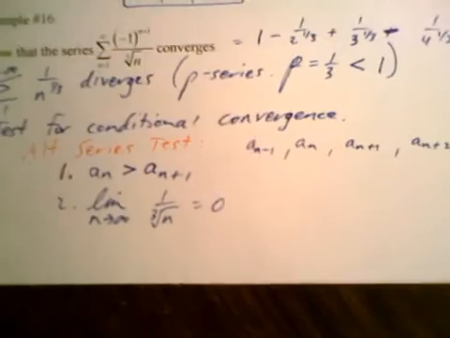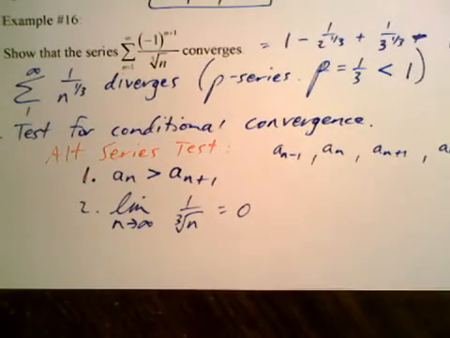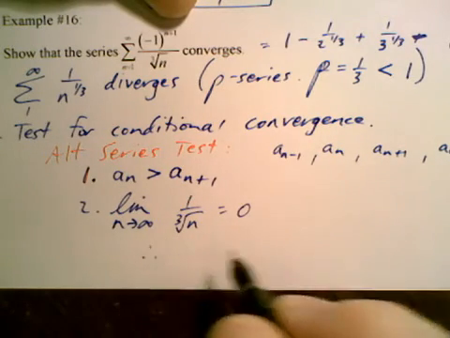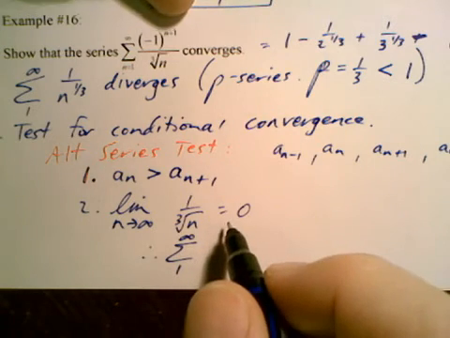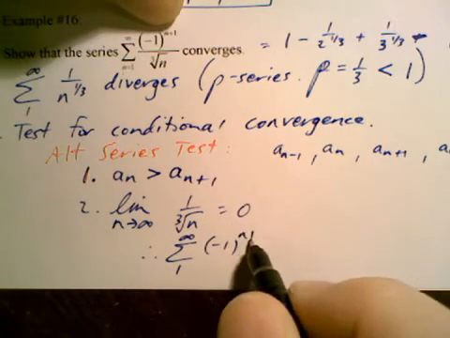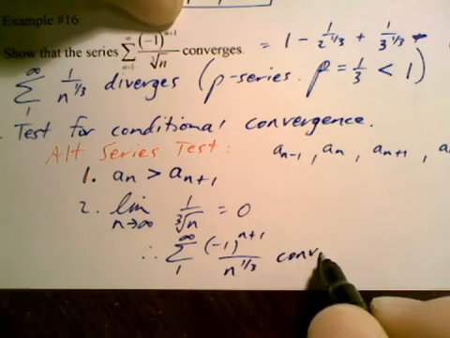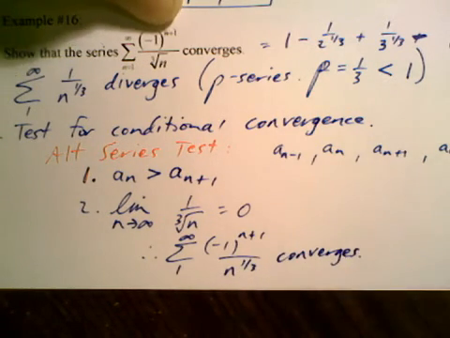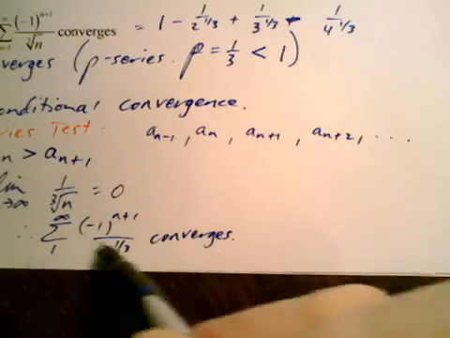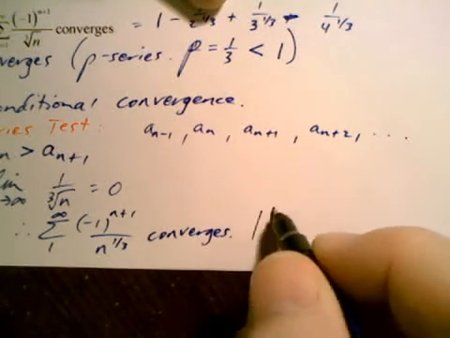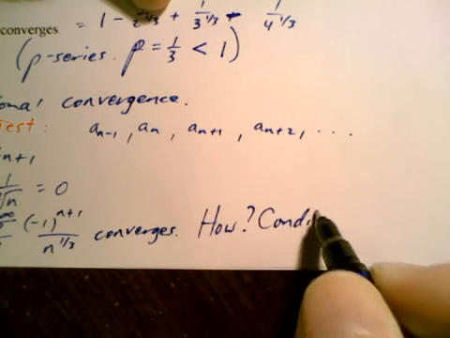So if the limit is 0, we say, therefore, the series from 1 to infinity of negative 1 to the n plus 1 over n to the 1/3 converges. We say it converges, period. Okay? And it showed it's convergent. So we're done. If you are ever asked how does it converge, you would say conditionally.